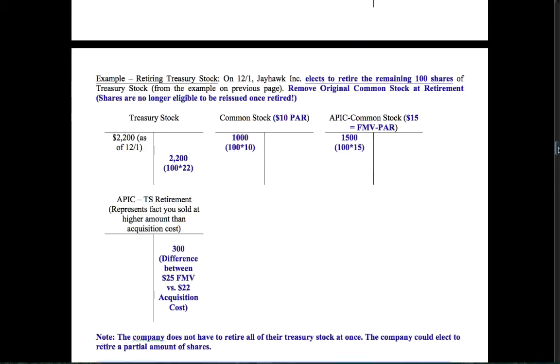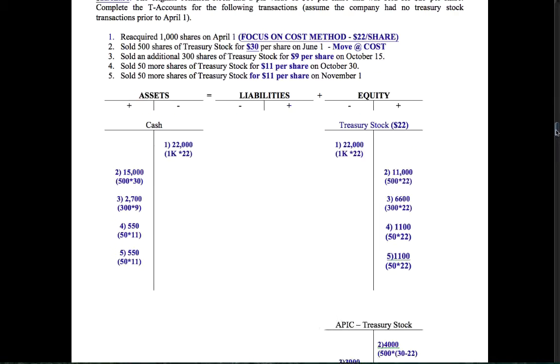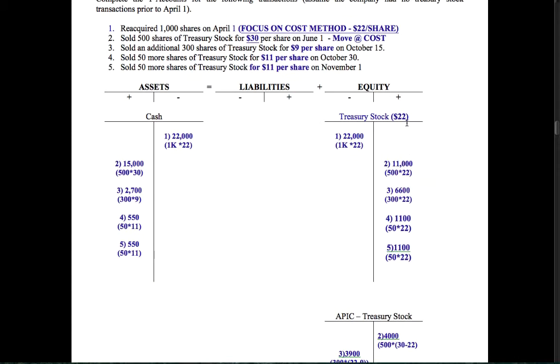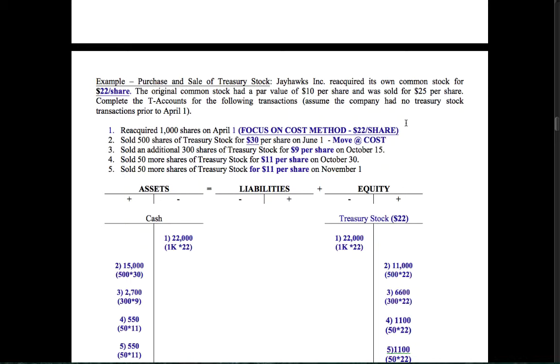Also, make sure that you are prepared to complete a problem where you go through this entire example that we just did, from the reacquiring of the shares to selling of some of the shares, all the way through the retirement of the shares.